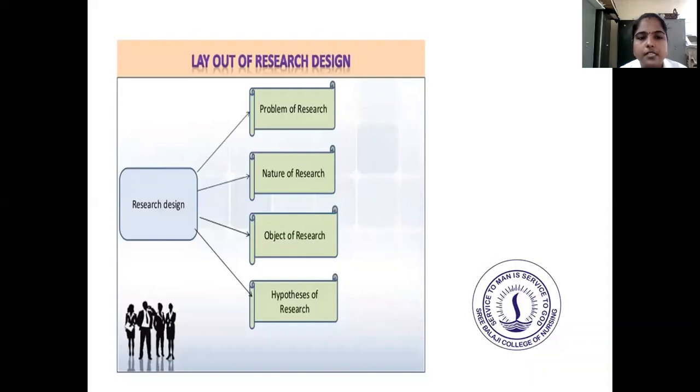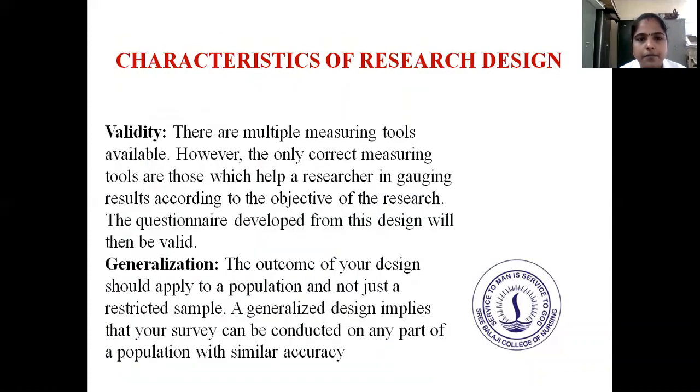Then layout of research design. First, there should be some layout in research design. That is, first one is problem of research. Second one is nature of research. And third one is object of research. Then fourth one is hypothesis of research. This is called layout of research design. We have 4 layouts, that is problem of research, then nature of research, object of research, and hypothesis of research.